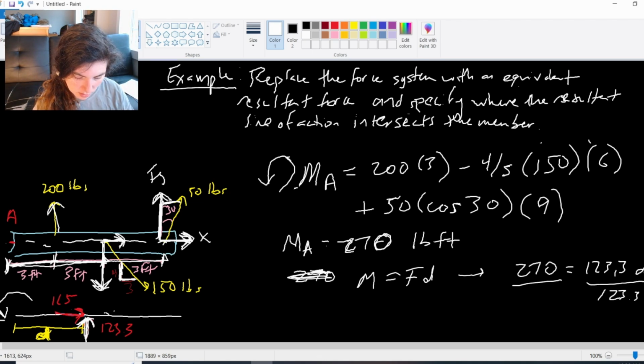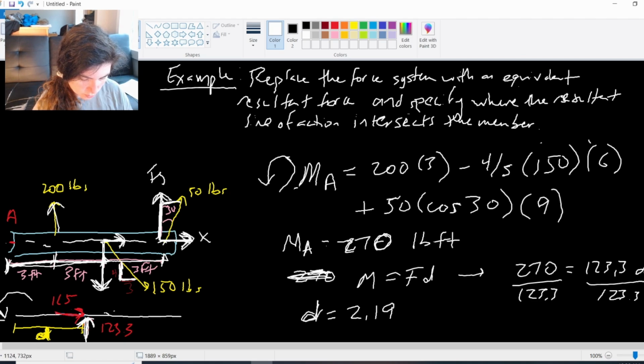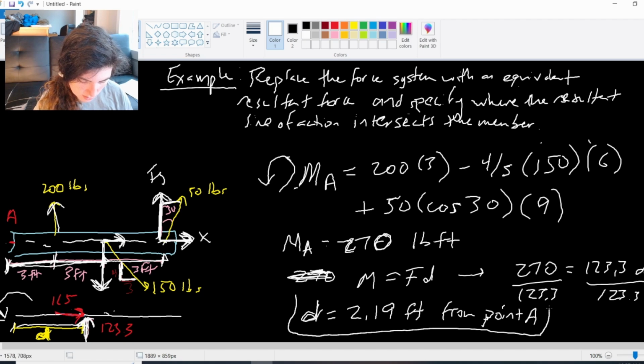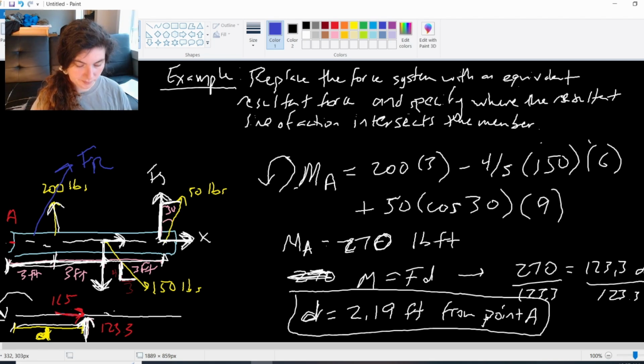So if I divide this out, I get the distance from A of where this resultant force is intersecting with the beam. I plug that into my calculator and I get a d of 2.19 feet. So this is 2.19 feet away from point A. So we often say from point A. So our resultant force is acting about right here, right? This would be where our resultant force is acting. And that's it. That's all we need to do. So sometimes you may need to find the resultant moment or use that resultant moment to find the distance of where this equivalent force is interacting.